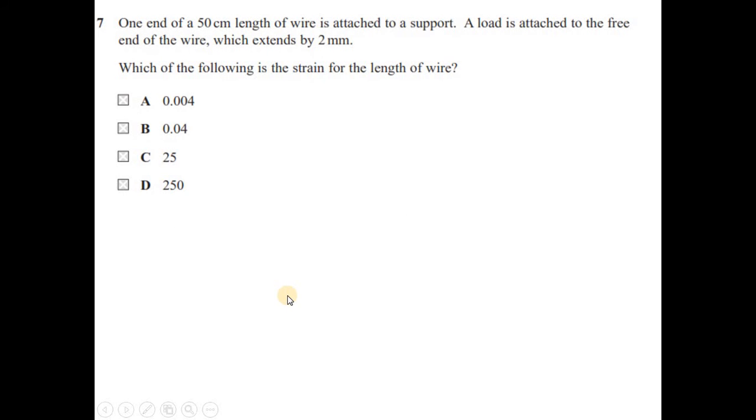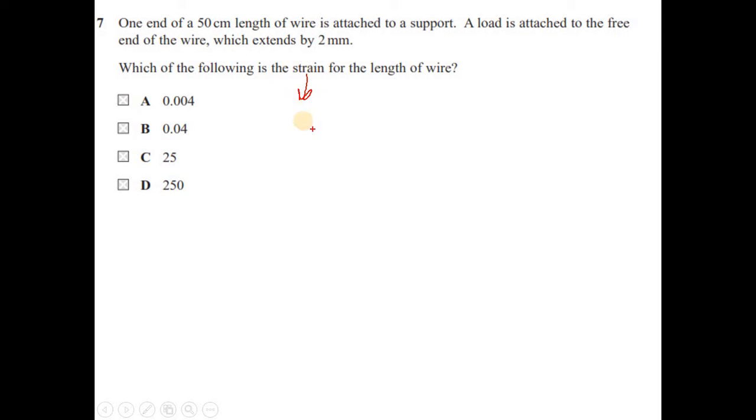Question number 7. One end of a 50 centimeter length of wire is attached to a support. A load is attached to the free end of the wire, which extends by 2 millimeter. Which of the following is the strain for the length of the wire?